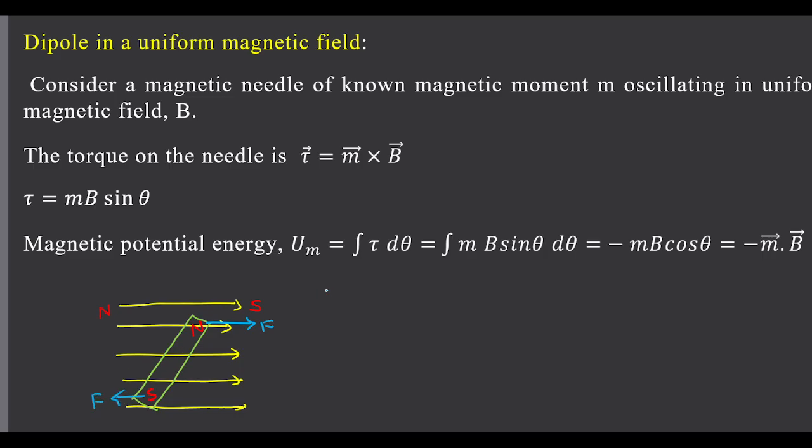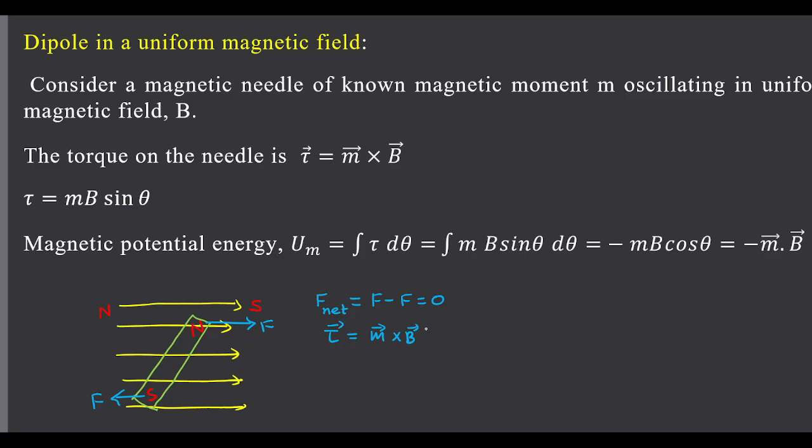So the net force on them will be zero. If the dipole is placed in a uniform magnetic field, the net force is F minus F, which is equal to 0. But what about torque? Torque is given by M cross B.